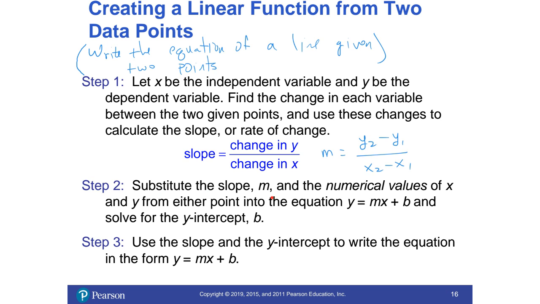Step 2, substitute the slope and numerical values of x and y from either point. That is, you pick one of your points. It doesn't matter which one. And you sub in m, you sub in x, and you sub in y into this equation, and that will tell you what b is. Then you use the slope and the y-intercept to write the equation in this form. Let's do an example.